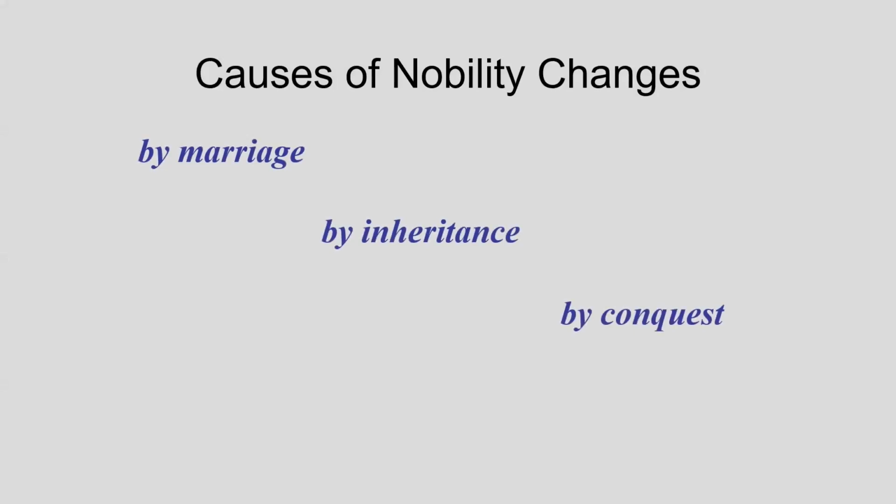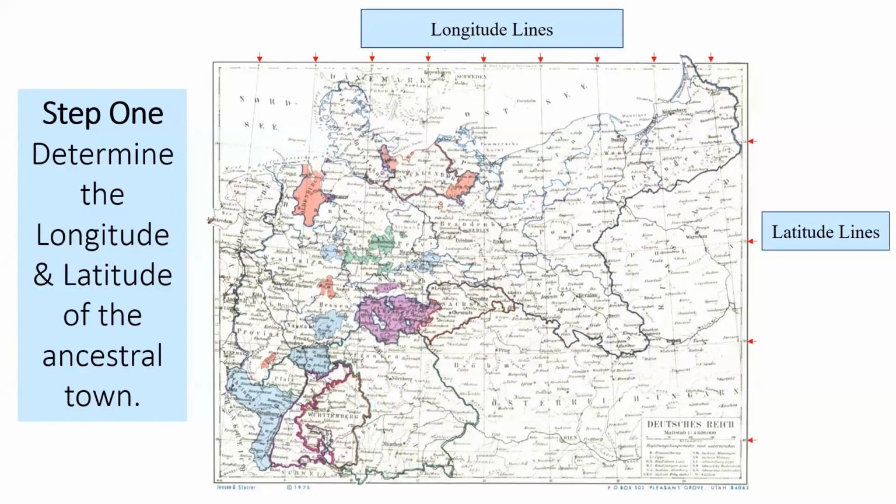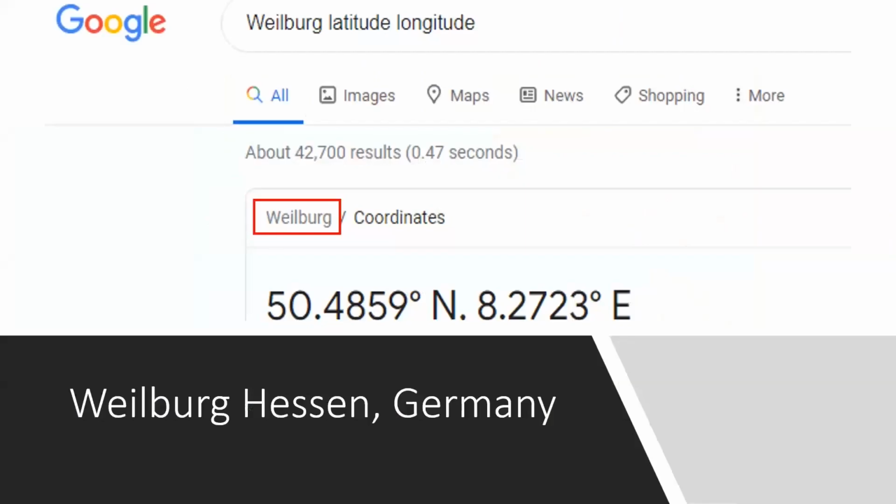Causes of nobility changes. In Germany, changes in nobility areas were not because of increases in the population as they were in the U.S. with the creation of new counties. German nobility areas were usually changed by marriage, by inheritance, or by conquest. To determine the nobility areas, you must first determine the longitude and latitude of the ancestral town.